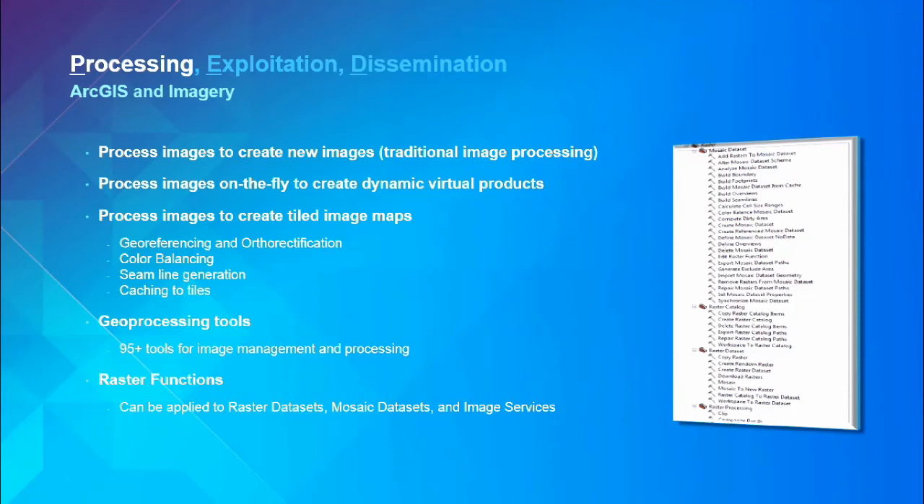Okay, the processing side. Traditionally, I want to create new images. Well, with on-the-fly processing, I'm able to create dynamic virtual images, right? That's what the Raster Product allows you to do, but it's also what the image service allows you to do, and for that matter, the Mosaic Dataset. So to the user, these things look like they exist. In reality, they only exist when I make that screen request or that block request, and it processes it on the fly and then hands me the resultant image. We refer to that as a virtual product.